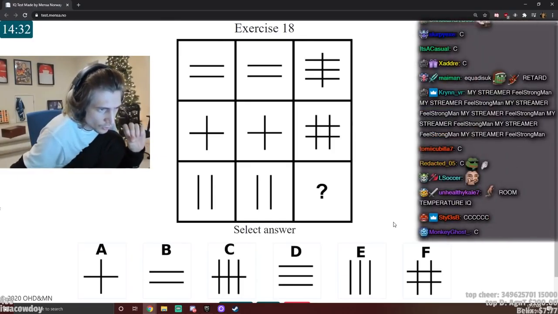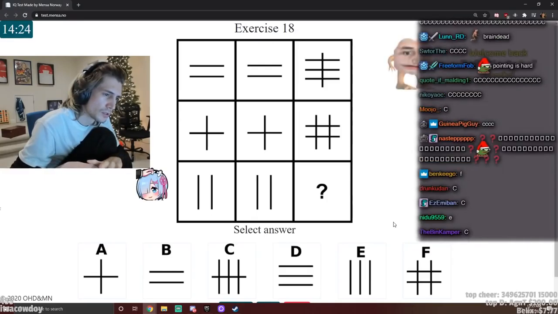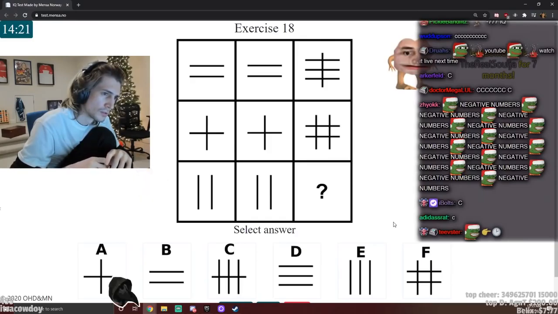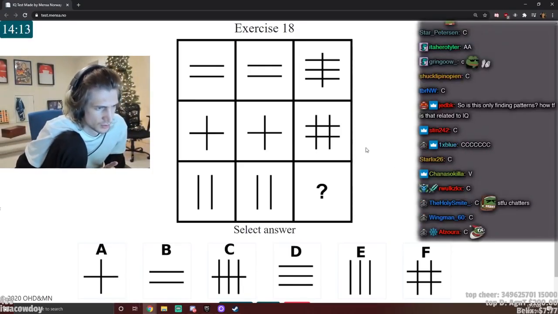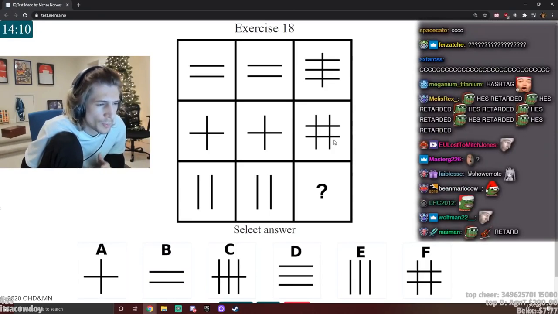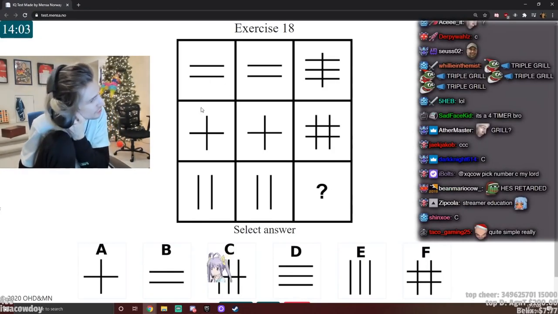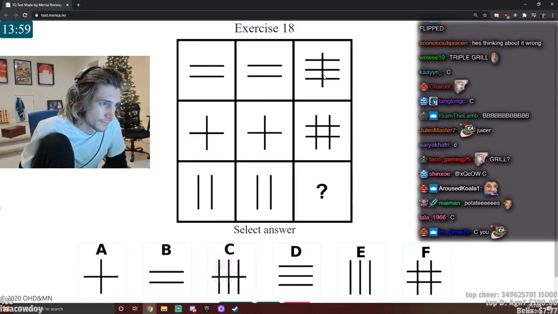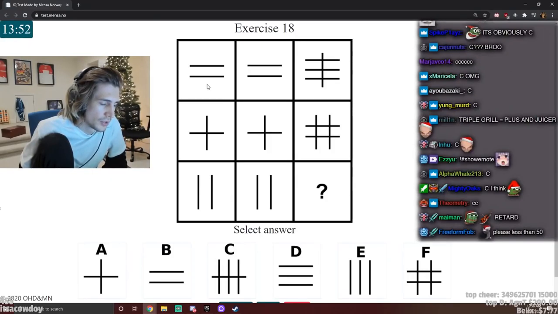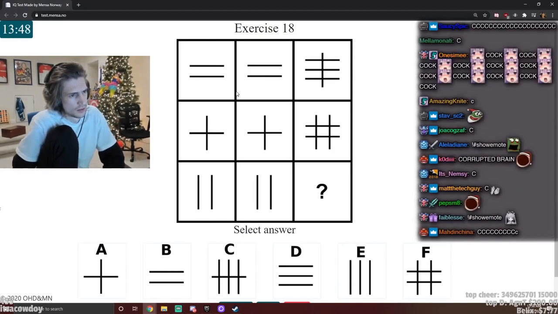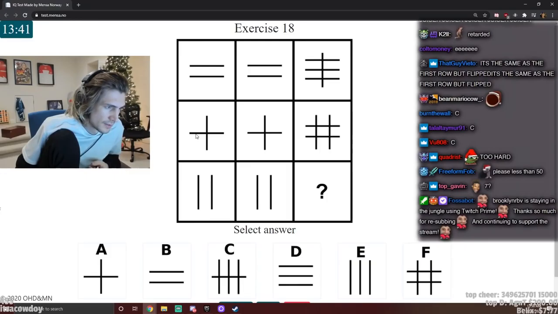Plus plus. What makes a triple grill? What would make a triple grill? It'd be a plus and the juicer. So, plus juicer is that. How do you make this then? Plus plus? No. That is too hard. This plus this is this.